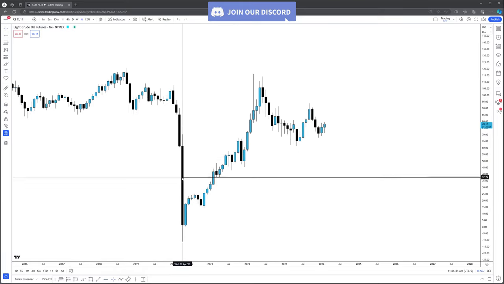Something like this might look like, well, this thing didn't test perfectly. How do you get an entry on this? Part of the reason we use order blocks is not to look for a perfect test, but to have some sort of confirmation of bias.